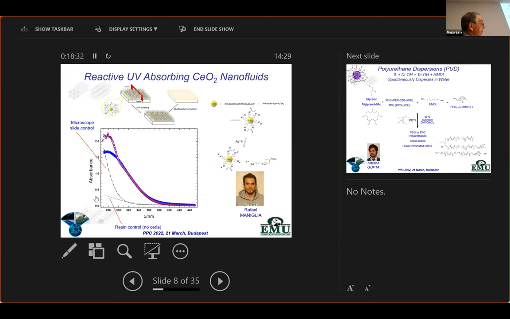So this is an interesting material we hope to commercialize. Because the cerium oxide at this size has a lot of defects, it doesn't generate radicals that can chew up the coating. So we believe this has some marketing opportunities or practical applications in stabilizing plastic signs in the exterior environment.